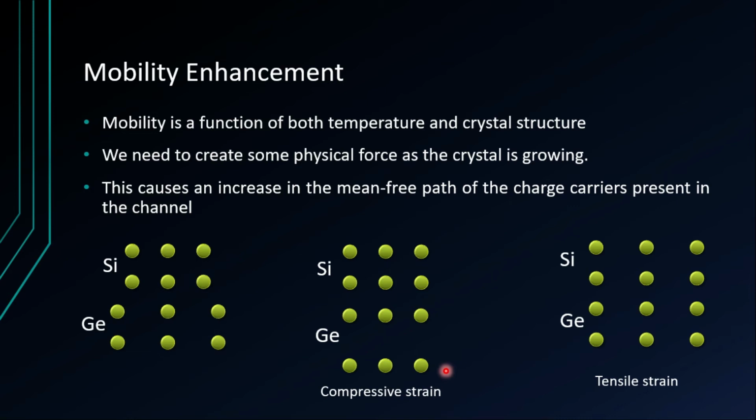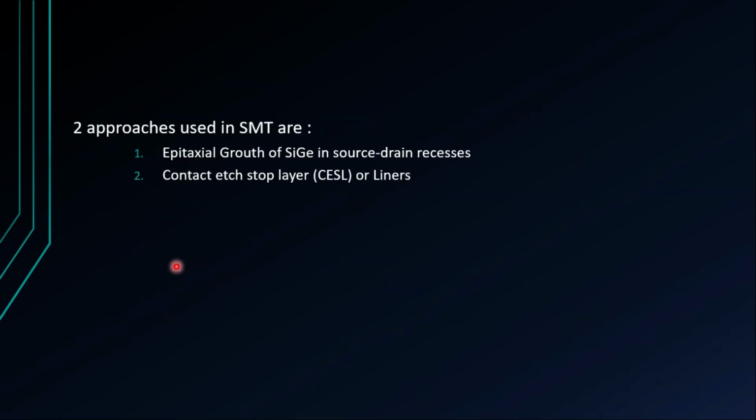In foundry, for PFET, compressive strain is highly used, and for NFETs, tensile strain is highly used. With any of these techniques, you can understand that the electrons or holes can pass through pretty easily. In fact, the foundries and the integrated device manufacturers today are using these two techniques. One is the epitaxial growth of silicon germanium, as I showed just before, in source drain recesses, and the second way is to use a contact etch stop layer, or CESL, or liners on top of the gate.